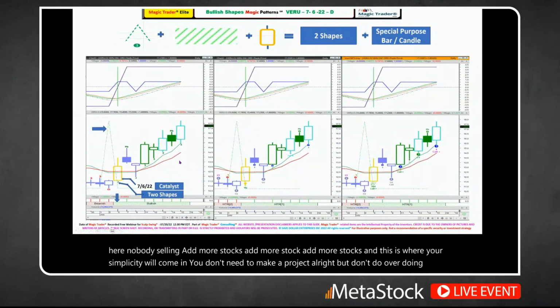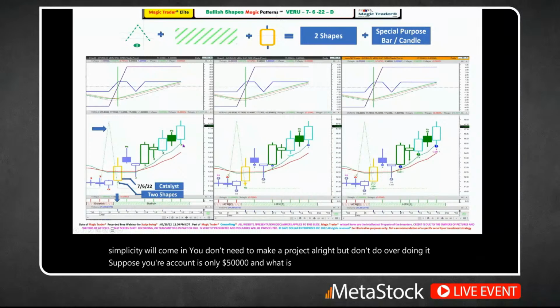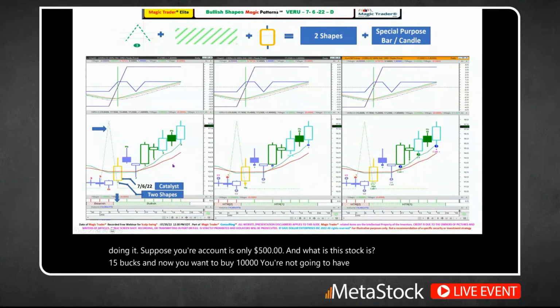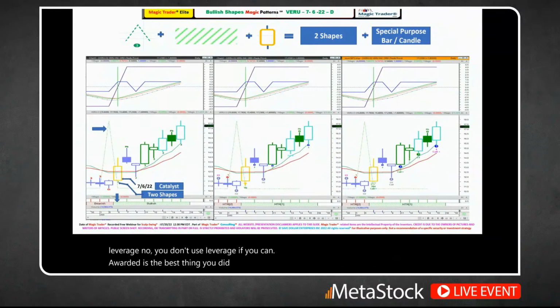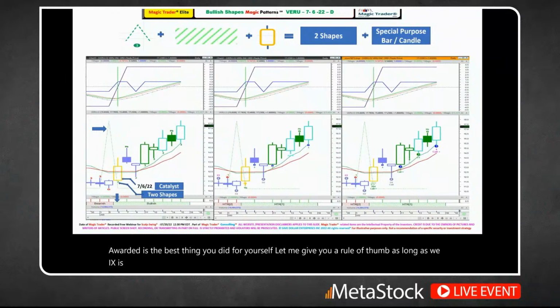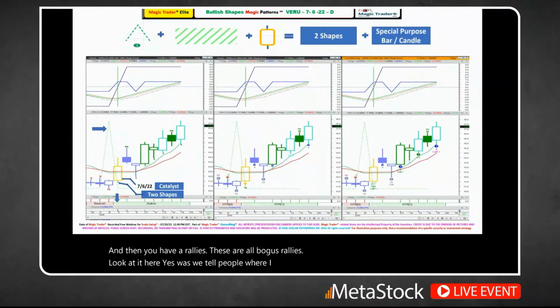Suppose your account is only $500 and this stock is $15 and now you want to buy 10,000. You're not going to have it. You want to buy it, but on leverage, no. You don't use leverage. If you can avoid it, it's the best thing you can do for yourself. Let me give you a rule of thumb. As long as VIX is above 20, you will have turbulence like this. We traded when the VIX was 10, 12, and then you have rallies. These are all bogus rallies. Look at here. ES was, we tell people where I think I will be looking at ES.